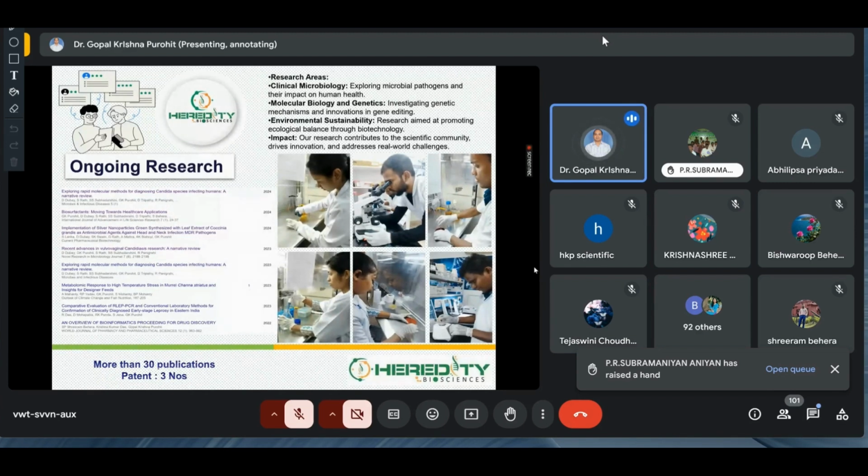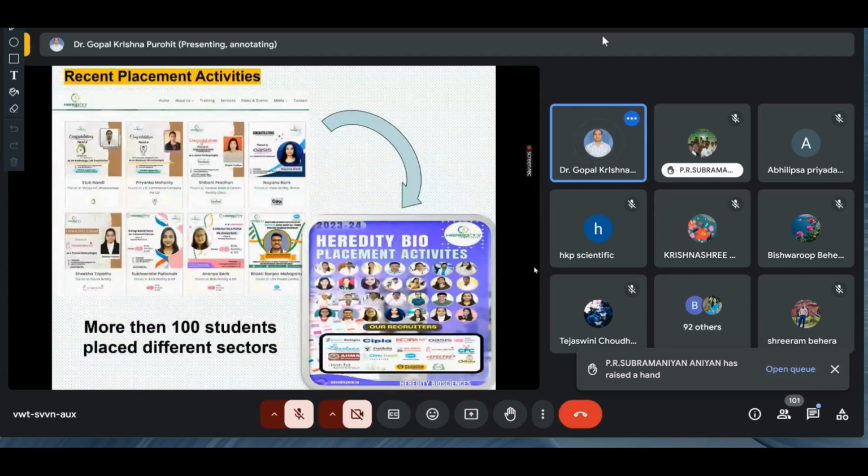We have many researches going on, in areas like nanotechnology, microbiology, and other parts also. In the last 6 months we have published more than 30 papers and hold 3 patents in our domain.